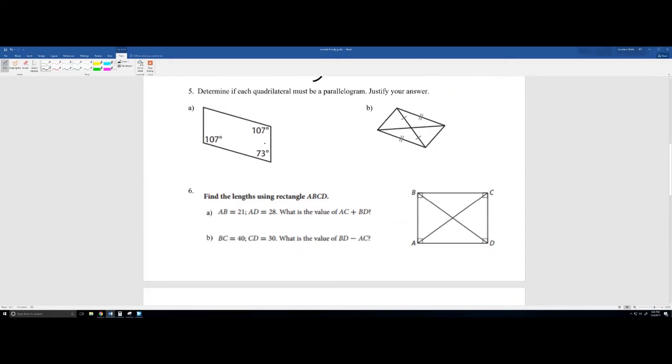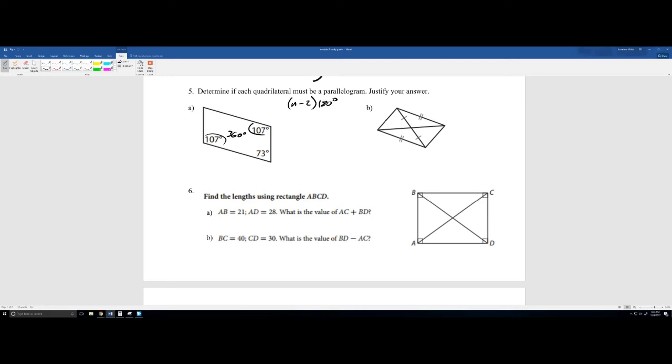All right, number 5, determine if each quadrilateral must be a parallelogram. Okay, so if this side is congruent to this side, we get 207. Now we know that total-wise, we should get 360 degrees because it's a quadrilateral. If you remember that formula, n minus 2 times 180, we have 4 sides, so 4 minus 2, 2 times 180 is 360. And you can always use that to verify whether or not this is a parallelogram.